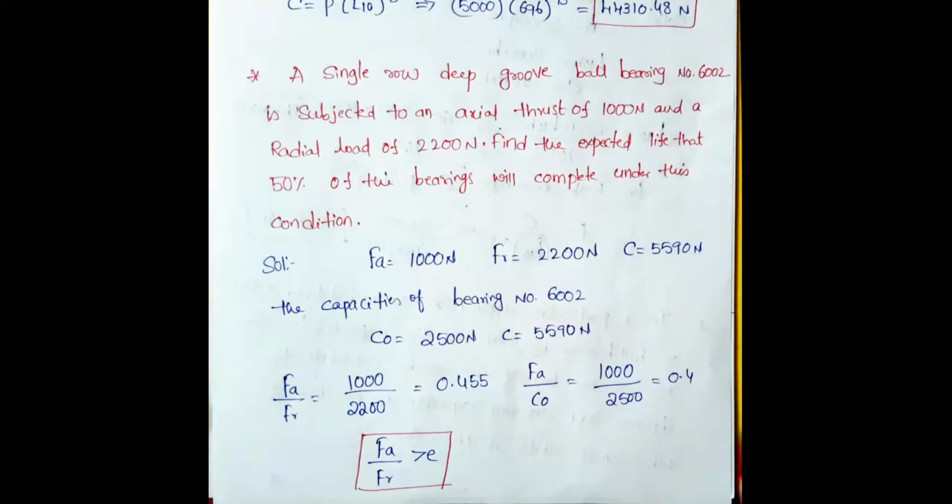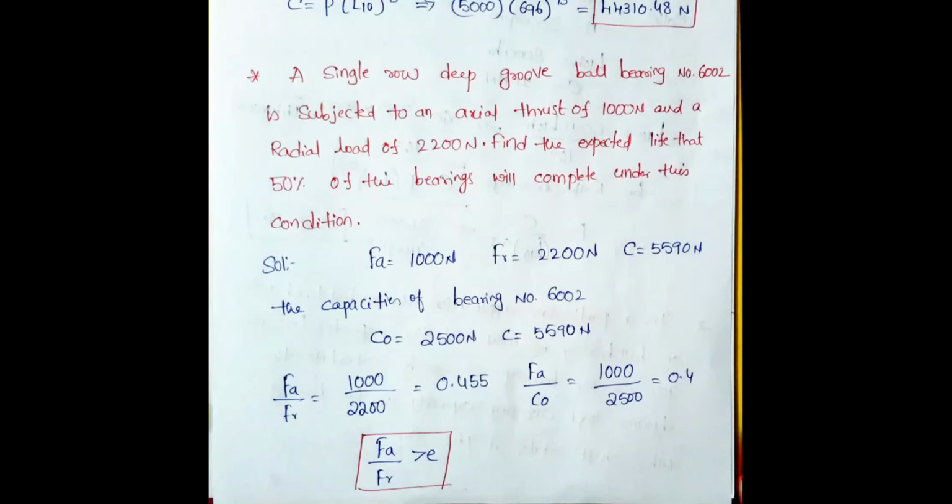Hope you understand. This is very important, then only will you know the values of X and Y. Again I am repeating: first we calculate FA by C naught, and you will get some value. Go back to the data book, where you have columns for FA by C naught, FA by FR greater than E, FA by FR less than E, and E. Note down the FA by C naught value 0.4.